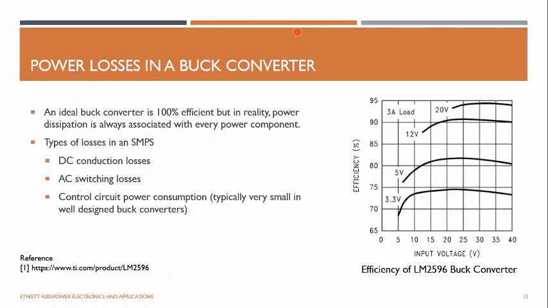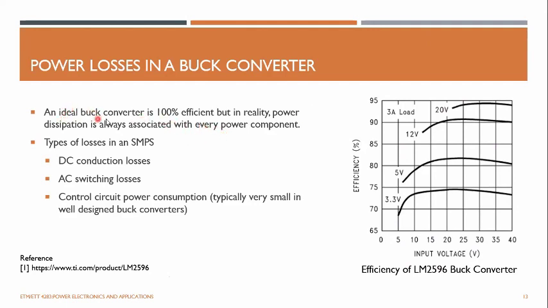As we can see here, we have this LM2596 buck converter. The efficiency varies with the input voltage as well as the output voltage. You can see that when it is providing 3 amps load current and the output voltage is 20 volts, the converter can run at an efficiency close to 95%. If the output voltage is 3.3 volts, over the input range from 5 to 40 volts, the efficiency of the converter is lower than 75%.